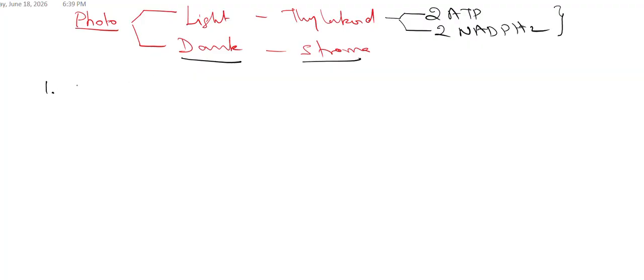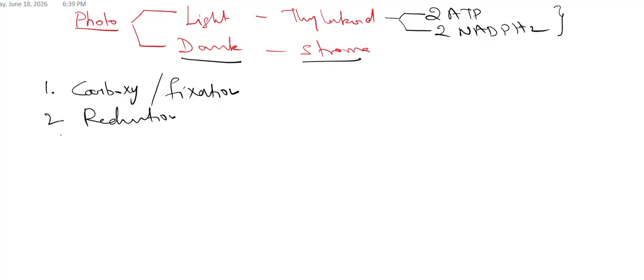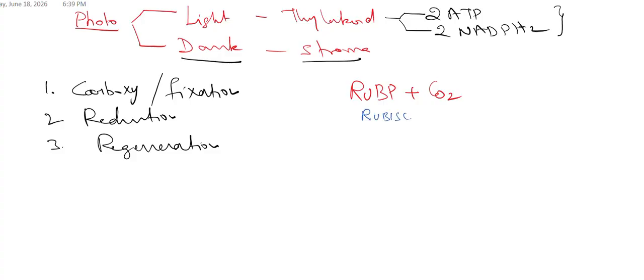First step is carboxylation, which is also called fixation. Second step, reduction. And third step, regeneration. What happens in carboxylation? At the stroma, along with RuBP, one atmospheric carbon dioxide will come and join. This is what we say fixation or carboxylation. Here comes the enzyme Rubisco, the most abundant enzyme in the biosphere.